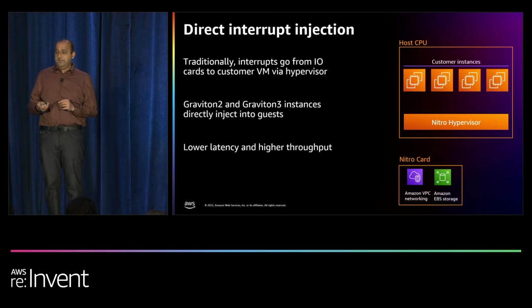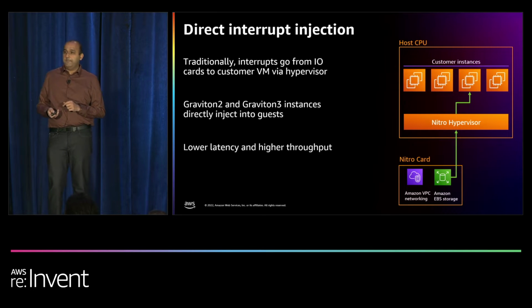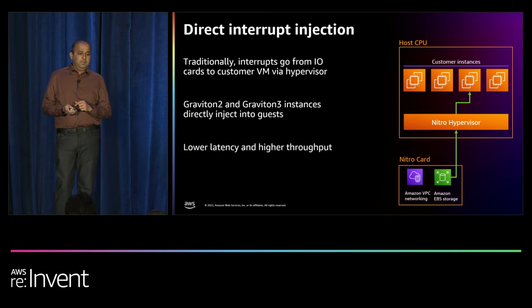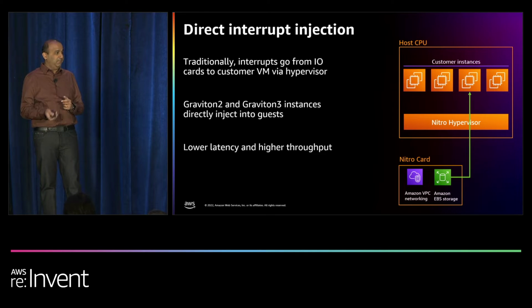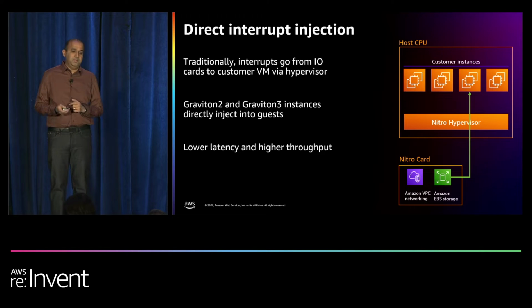Another enhancement that has gone into both Graviton 2 and 3 is direct interrupt injection. Traditionally, interrupts go from our I/O cards, our Nitro cards, through the hypervisor to the customer VM. Now with Graviton 2 and 3, interrupts are directly injected into the guests. This results in lower latency, and since the Nitro hypervisor is not involved, it also results in high throughput.